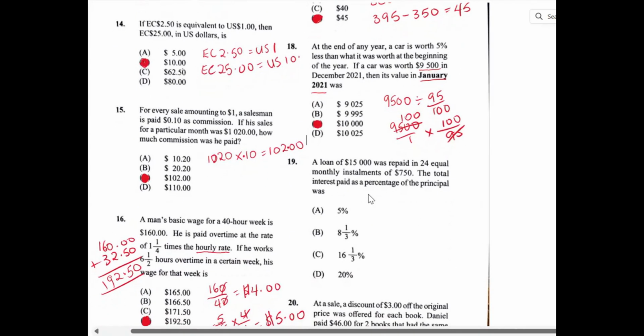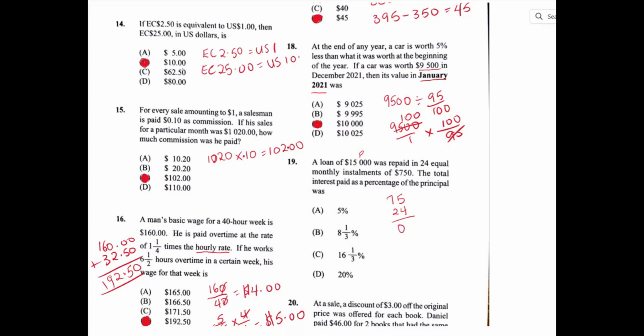All right. Number 19: a loan of 15,000 was repaid in 24 equal monthly installments of 750. The total interest paid as a percentage of the principal was what? So our loan was 15,000, so that's our principal. And we are paying it back in installments of 750. So we're going to multiply 750 by 24 to find out exactly how much money we paid them back.